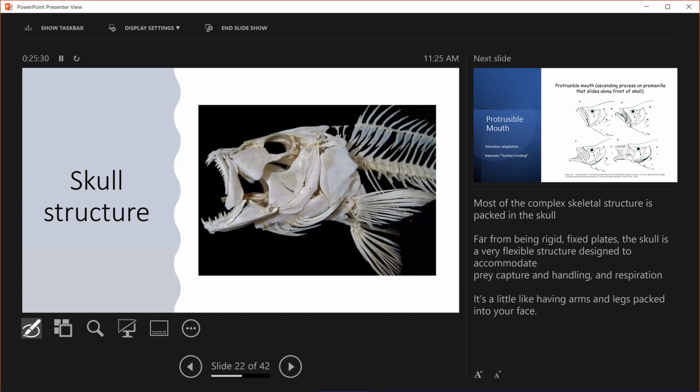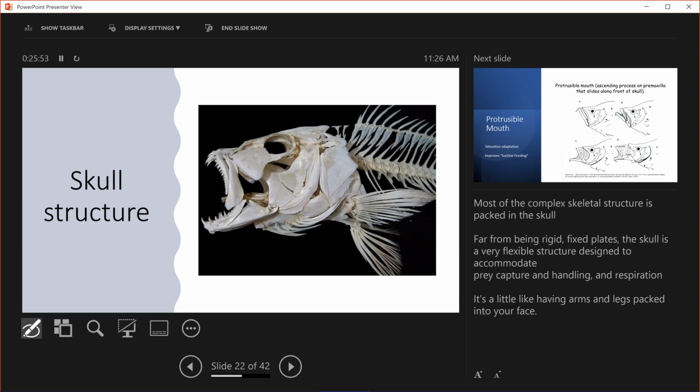So most of the complex skeletal structure of a fish is packed into that skull, and it has an unbelievable quantity, dozens and dozens of bones, packed into what for us is a really simple structure. We've got a few ear stones. We have a jaw, we have the skull itself. Fish got everything packed into the skull structure.